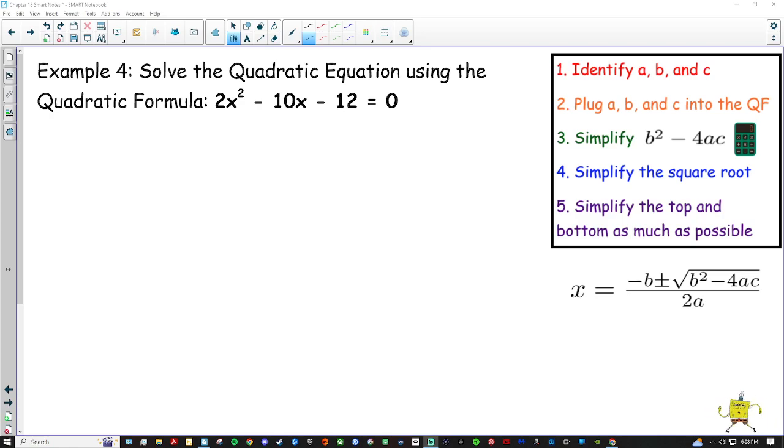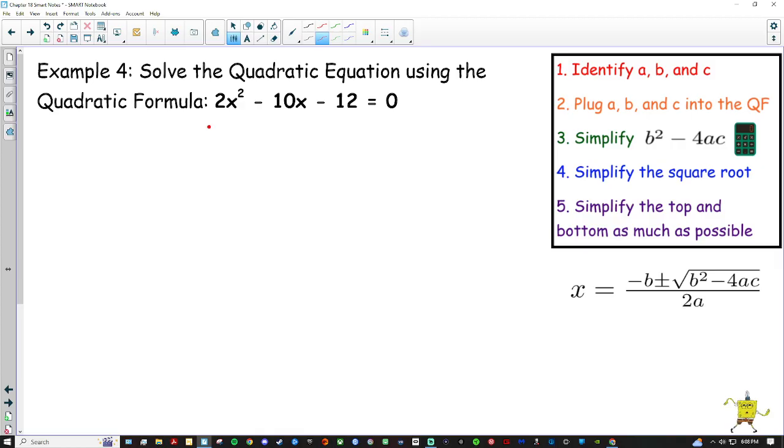This is example 4. This is our first quadratic equation problem. Okay, so we're going to do this from start to finish. The first thing you want to do is make sure that our quadratic is in standard form, which it is. We got our x squared first, our x second, and our constant last. Okay, so first step, identify our a, our b, and our c.